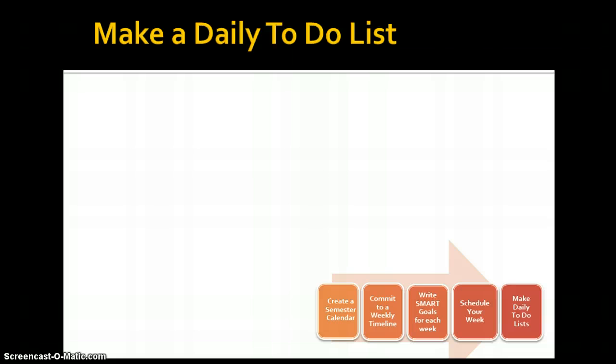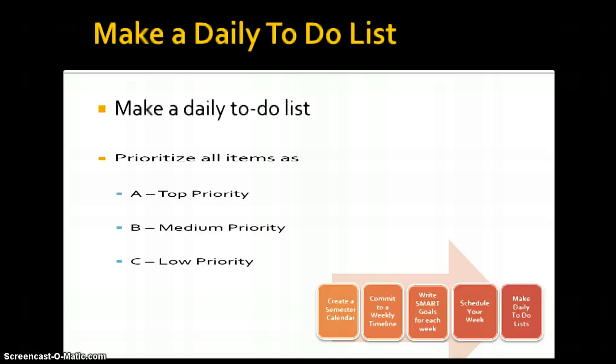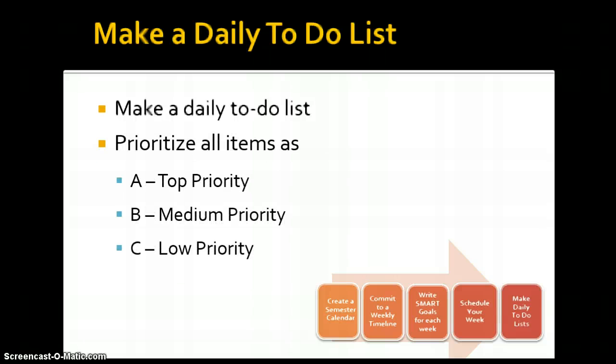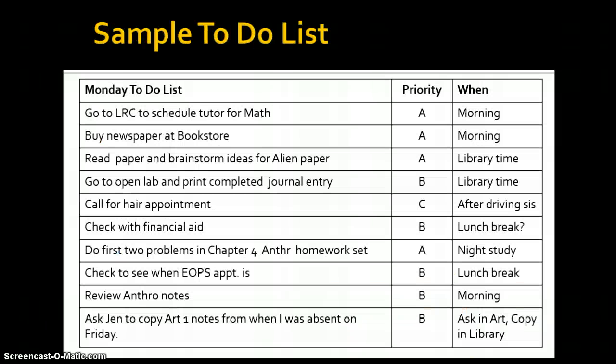The last and most important thing of time management is to make a daily to-do list. If you do nothing else, do this. You make one every single day. Prioritize all your items. What's the most important, what's medium, and what's low priority. This is an example of a to-do list. This is all the things that this person has to do this week. And then they went through and said, these are all the things they want to do this day, and they prioritized. At the end of the day, they're going to go through and cross off the things that they've already done.